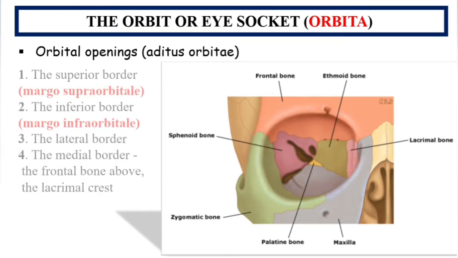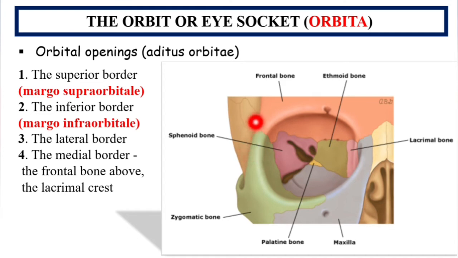Its margins: the superior margin or superior border, margo superior, is formed mainly by the frontal bone. The inferior border, margo infraorbitale, is formed, you can see here, by this part of the maxilla and the zygomatic bone. The lateral border, the most part is formed by the zygomatic bone, and the medial border is the frontal bone above, and the lacrimal crest, crista lacrimalis.